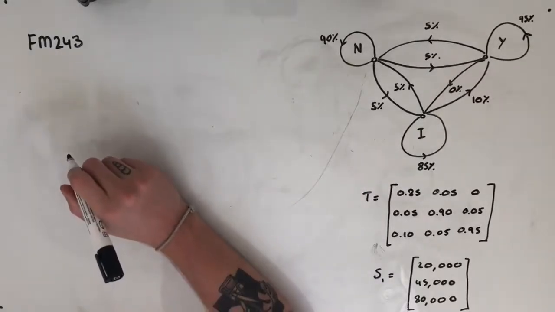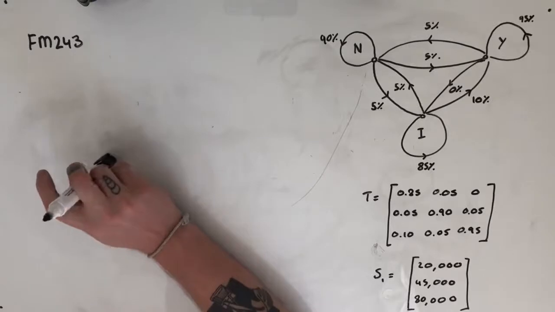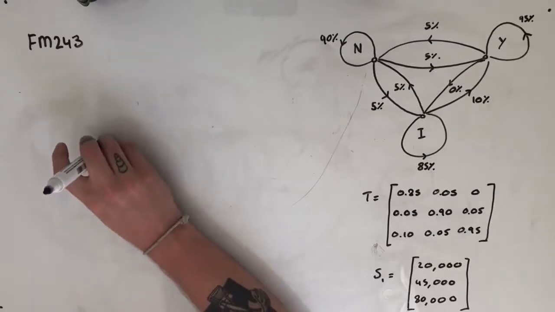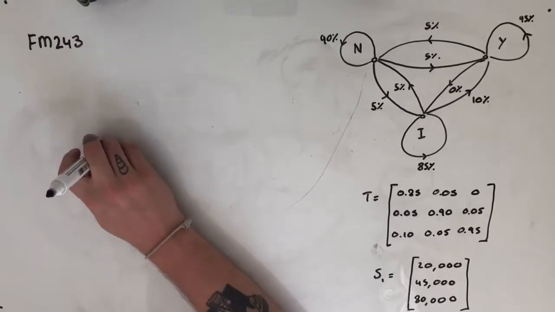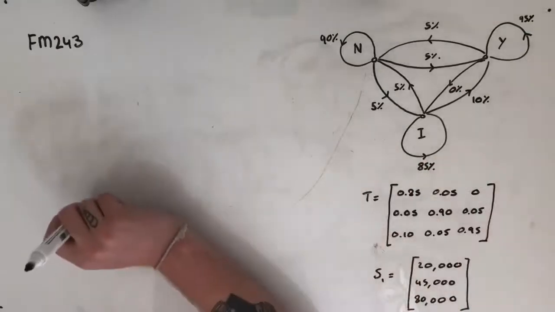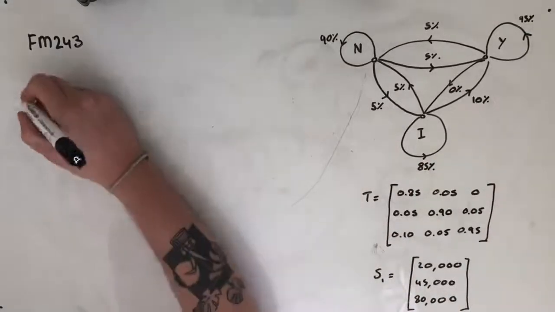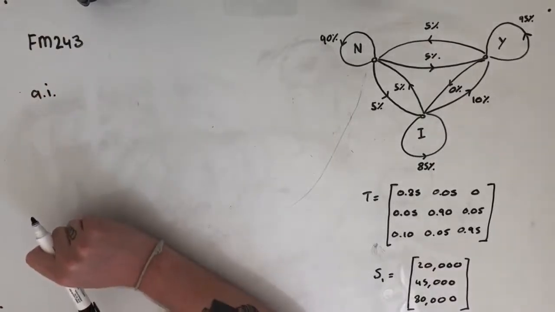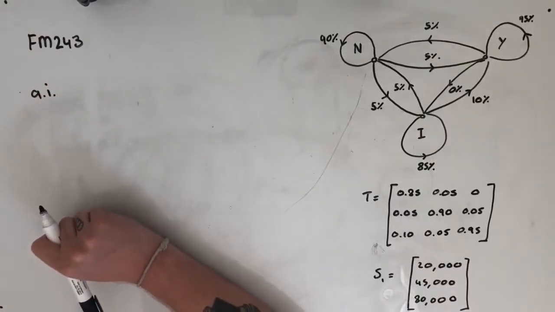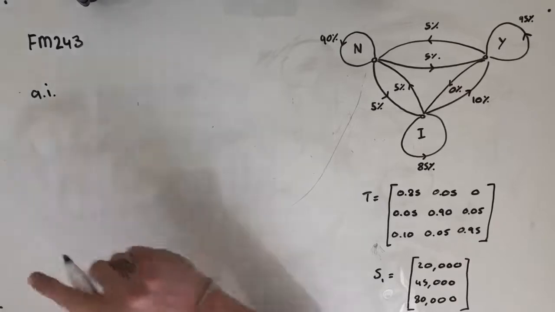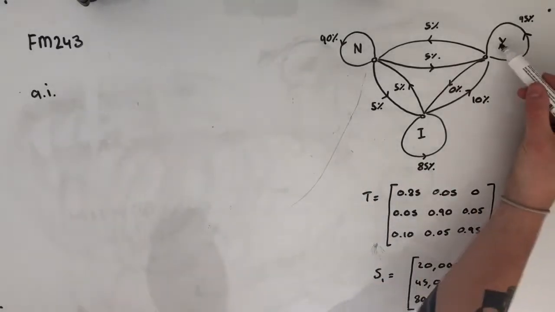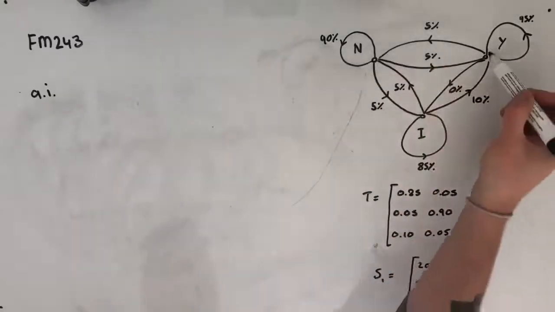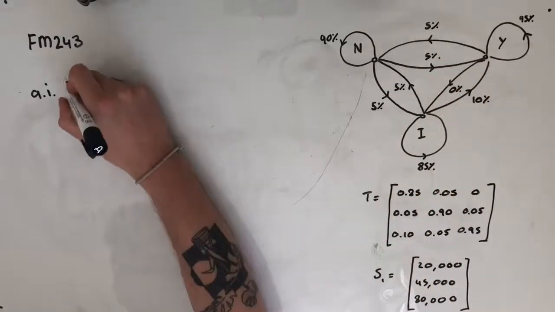Question A says the transition diagram below shows the percentage of citizens who are expected to change their approval from month to month, and you're given that transition matrix. And then part I says of the citizens who voted yes this month, what percentage are expected to vote no next month? So we're looking at yes this month to no next month. That would be 5%.